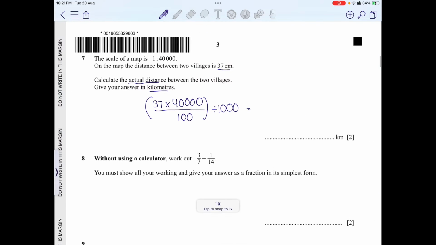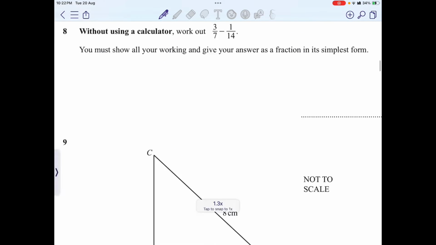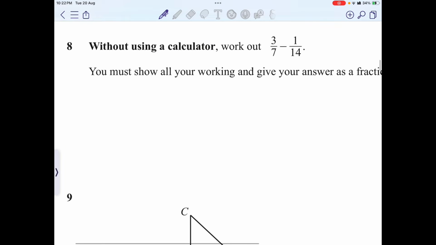That gives you 14.8 kilometers. Next up, we have a question where we don't use the calculator. So it says work out 3 over 7 minus 1 over 14. And you must show all your working.